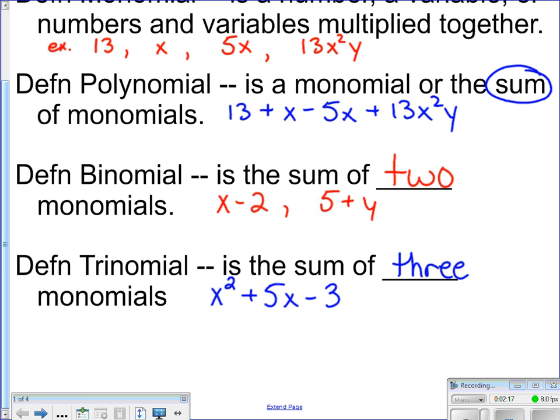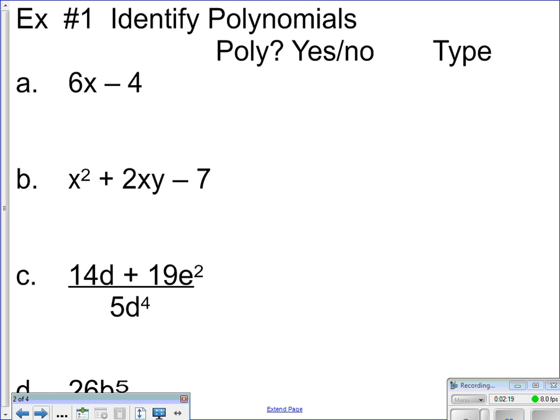All right, next slide. On here are four different things. Look at each of the four and decide, is it a polynomial? Yes or no? And if it is, what type of polynomial is it? So pause if you want to try these.